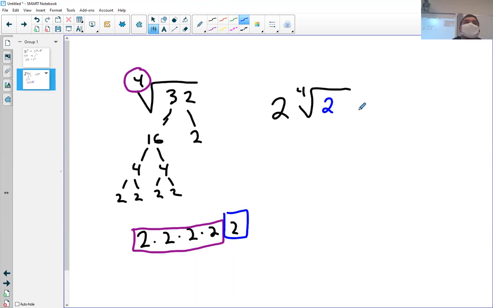If it was 5 on the root, you would need 5 of them. If it was 10 on the root, you would need 10 of them. It's not going to be that high, but that's basically how you simplify. It doesn't matter what number it is. Any question on simplifying a radical? These I have to use numbers, but most of the next section is going to be variables.